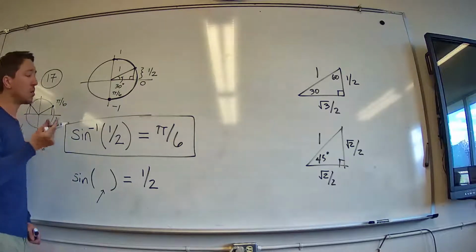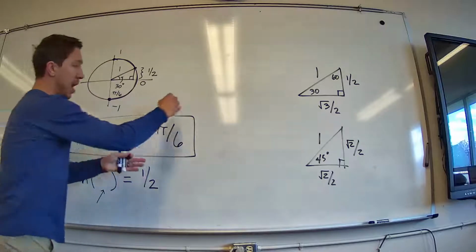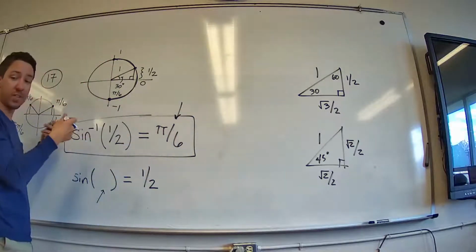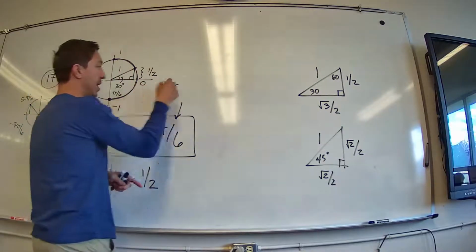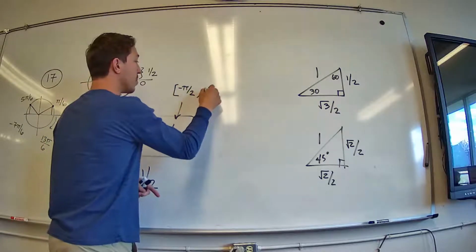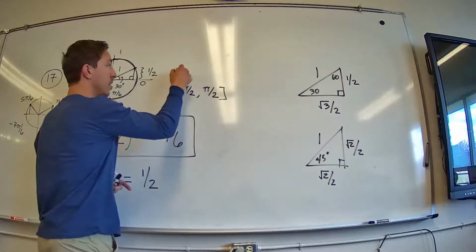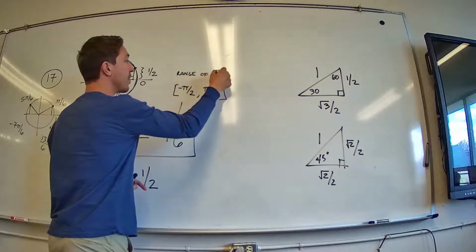So therefore, what that means is the angle that this outputs, i.e. the range of the inverse sine function, has to be angles from negative pi over 2 to pi over 2. This is the range of the inverse sine function.